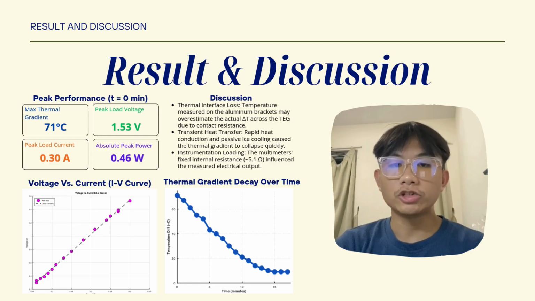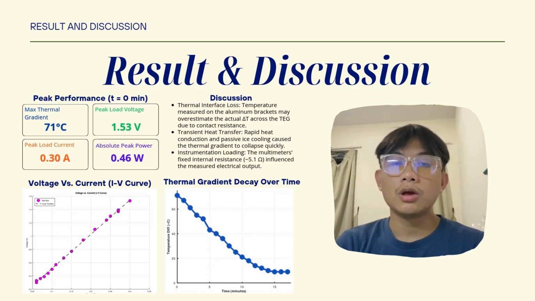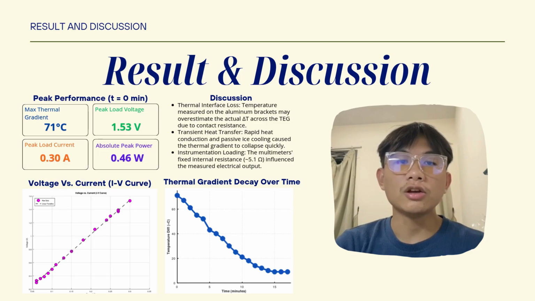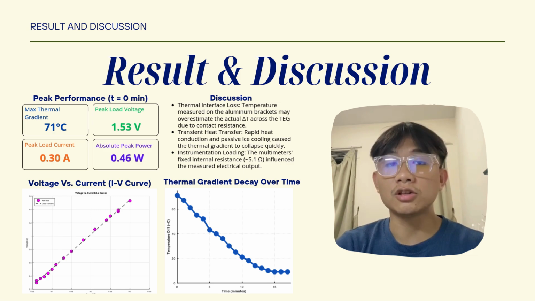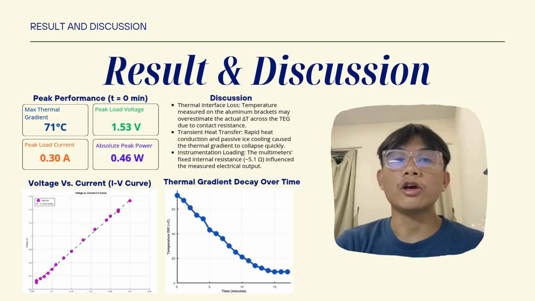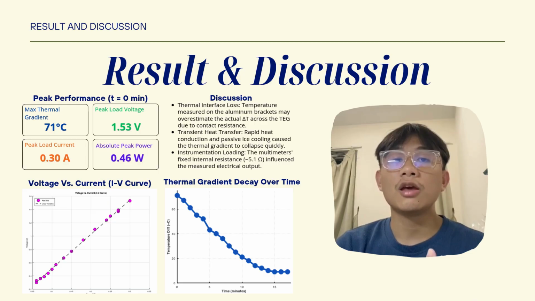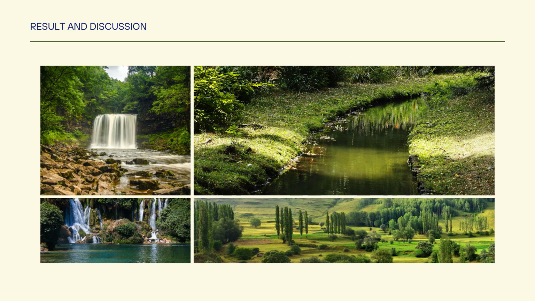Temperature was measured on the aluminum brackets rather than directly inside the module, introducing thermal interference losses. In addition, the absence of active cooling caused the ice reservoir to warm rapidly, while the multimeter's internal resistance affected the measured electrical output. Overall, the experiment successfully demonstrated the Seebeck effect and highlighted that efficient cooling is essential for maintaining stable and higher power generation in thermoelectric systems.